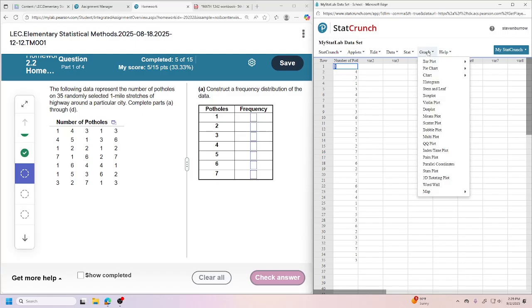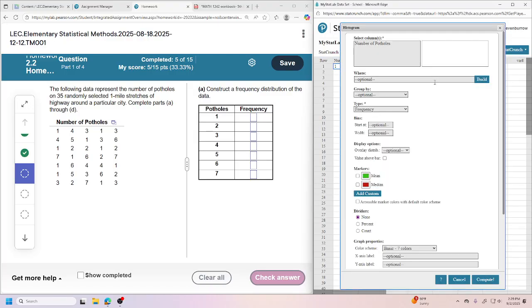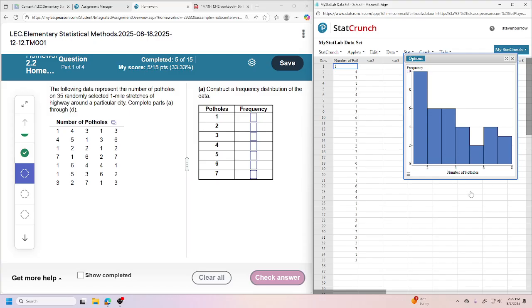Well, what if I just try a histogram like I have been? So I say graph histogram, okay? Number of potholes. You don't really click anything else, I'm just going to hit compute. And I know that's not what we're looking for. They're not wanting a graph right now. I get it. But if you hover on top of a bar, it'll tell you the frequency. You see that? It tells you how much it is if you hover on top of it.